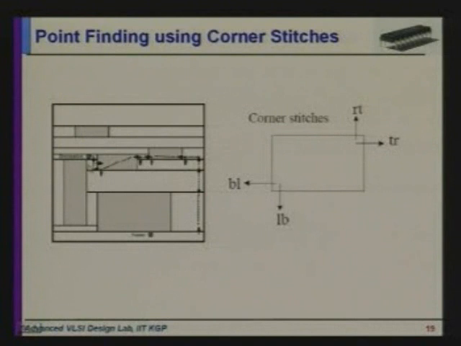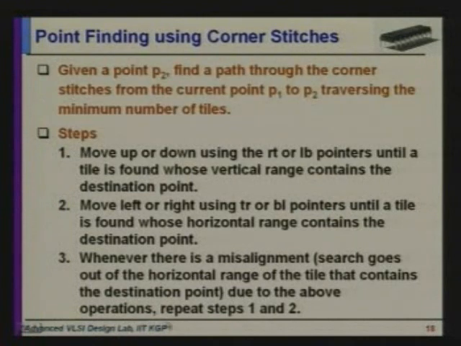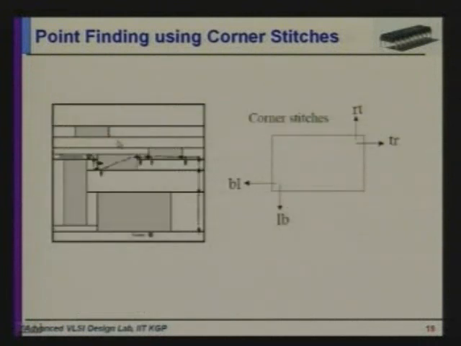When we come to this tile, we were moving left, but we find that its horizontal range does not contain the point. So we again move up. If there is a misalignment, we go to steps 1 and 2 again. By repeating this, we find out the destination point.